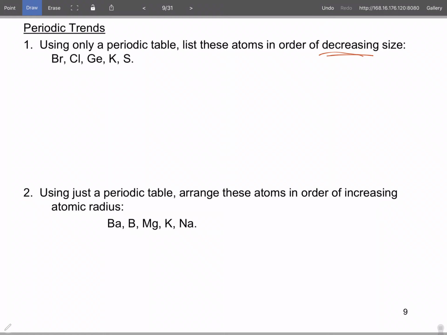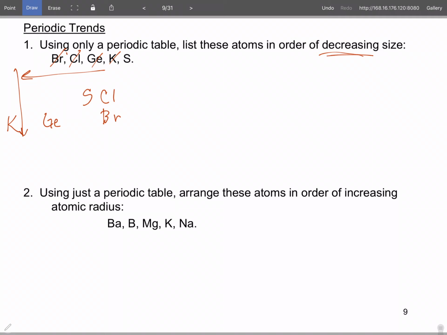So I'm going to start with bromine. I know bromine is over here. Chlorine sits directly above bromine. Germanium is in the same row as bromine, but over to the left. Potassium is in the same row, but way over to the left. And again, we're ignoring the transition metals. So we did those two and that one, so now we're left with sulfur. Sulfur is sitting right next to chlorine. So we know that we're going to increase going this direction.